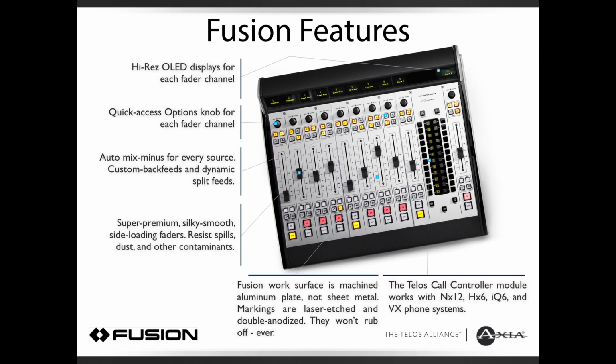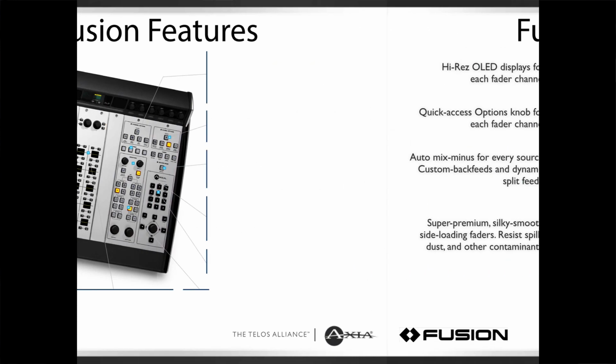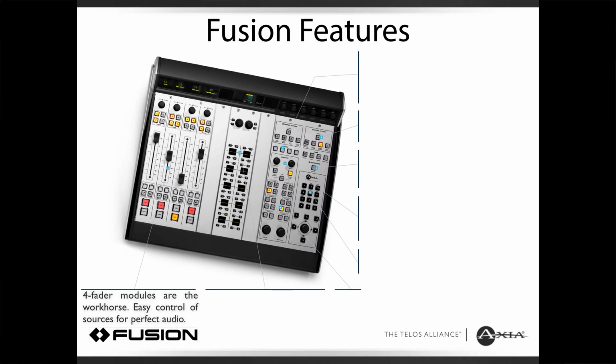The Telos call controller module works with legacy phone systems like the NX12 and NX6, but also newer phone systems from Telos like the HX6, IQ6, and the VX phone systems. You know, the 4 fader modules, these are the workhorse of the console. You'll probably be specifying several of these for every console that you put in. They offer easy control of sources for perfect audio. IP Intercom is available, and that brings in broadcast quality audio.